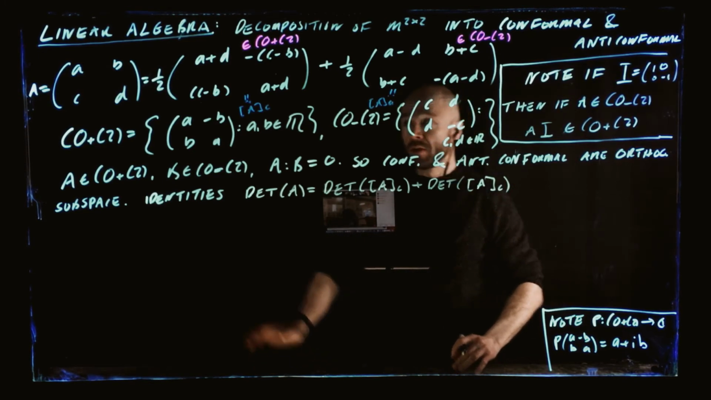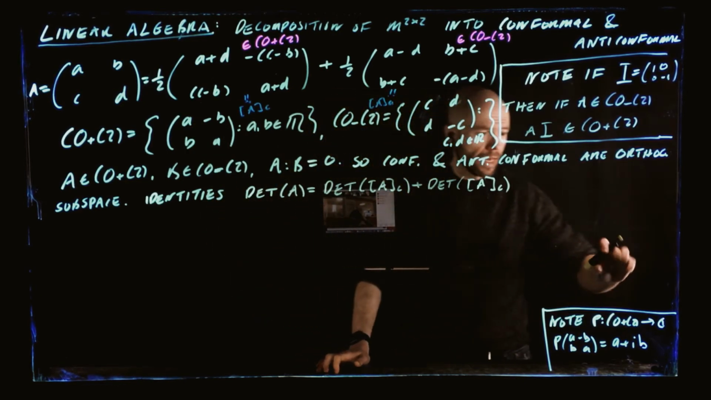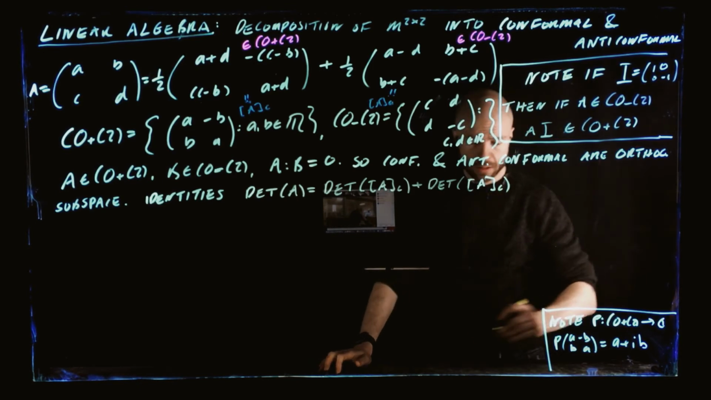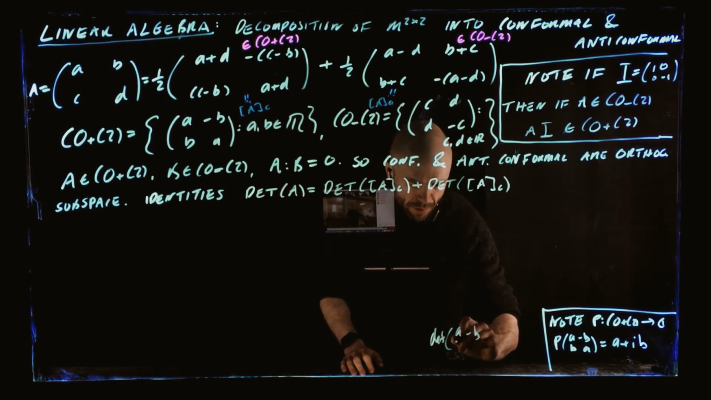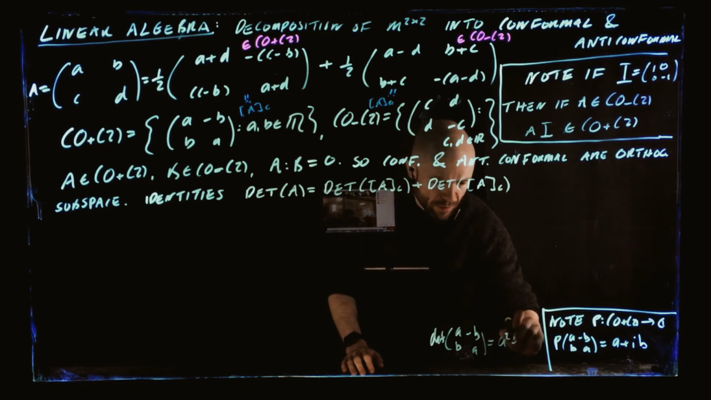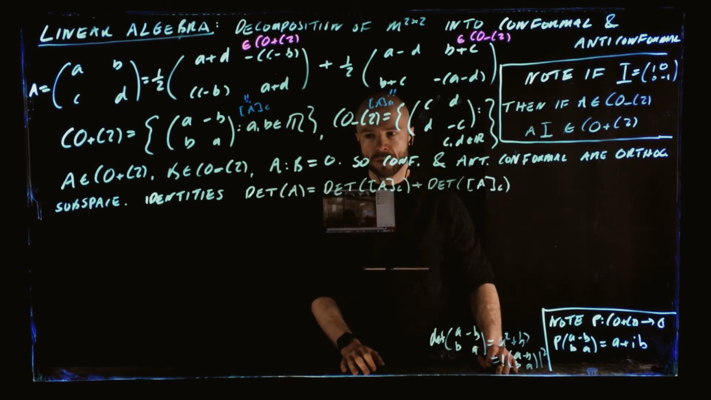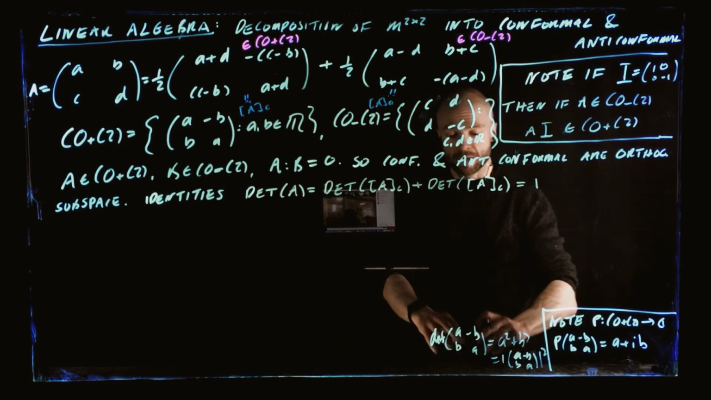And the determinant of a conformal matrix is just the same as the Hilbert-Schmidt norm of the matrix squared, because if we take the determinant of the matrix (A, -B; B, A), this is A squared plus B squared, which is the same as the Hilbert-Schmidt norm of that matrix squared. Yeah? So this determinant will be a positive thing.